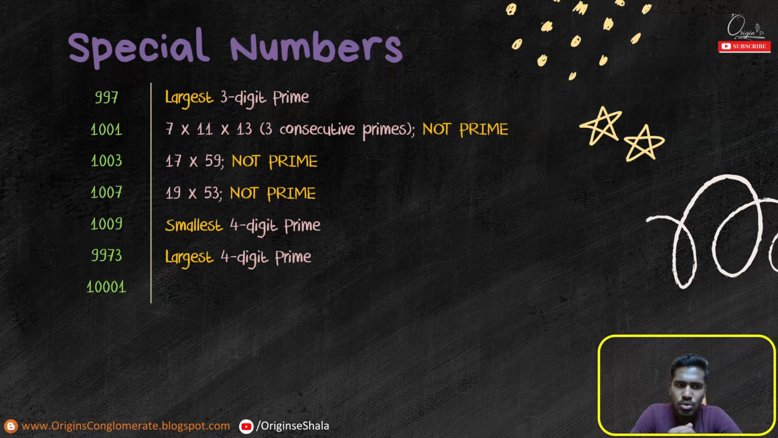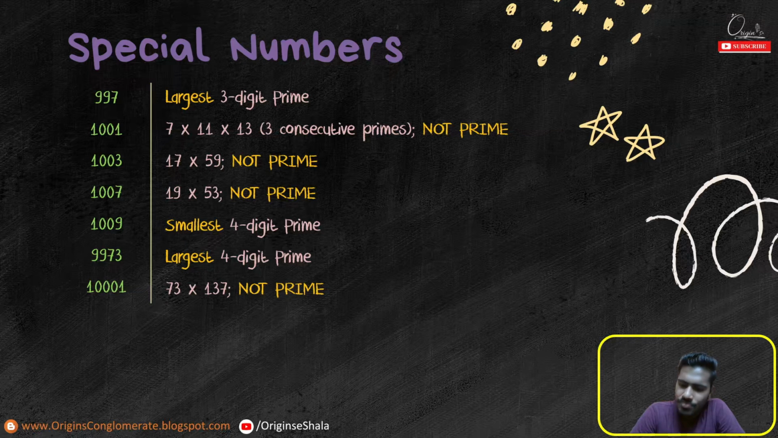Again, there might be MCQs where you might be given options. I will even demonstrate this exact thing to you, how it is framed. I even have one question from, I think, CMAT or GMAT or some similar exam. And as for 10,001, it is also a composite number of 73 and 137.